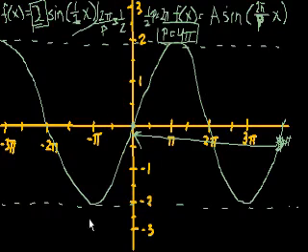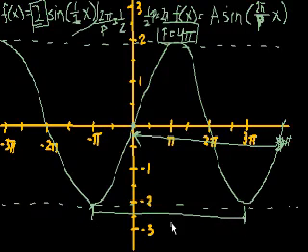Or you could also measure this distance to this distance. This would also be 4 pi. And that's the period of the function. And then, of course, the amplitude of the function, which is this right here, is 2. Here's the amplitude, and then the period of 4 pi we figured out from this equation.